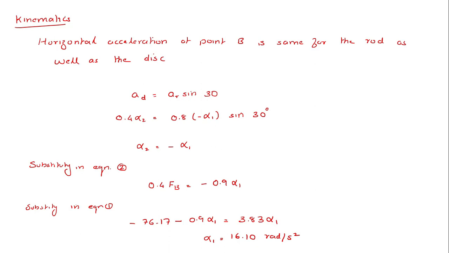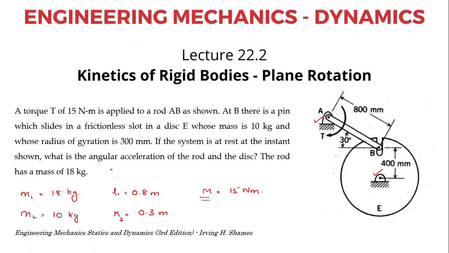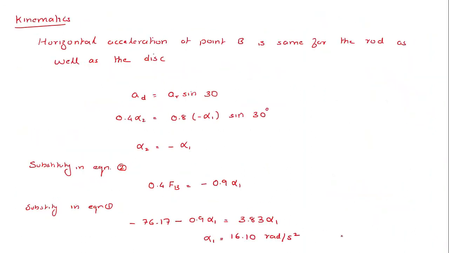So in the question, it is required to find the angular acceleration of the rod as well as of the disk. So the angular acceleration of the rod is 16.10, of the disk it will be minus 16.10 radians per second square.